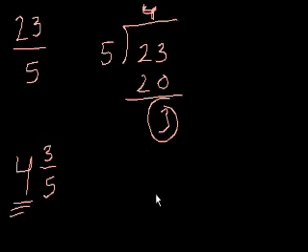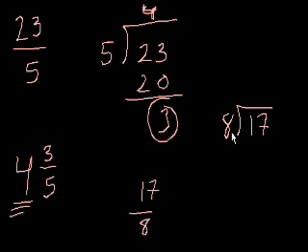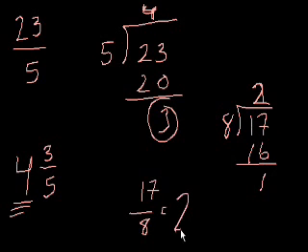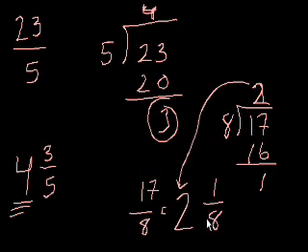Let's do another example like that. Let's say 17 over 8. What does that equal as a mixed number? You can actually do this in your head, but I'll write it out so you don't get confused. 8 goes into 17 2 times. 2 times 8 is 16. 17 minus 16 is 1. Remainder 1. So 17 over 8 is equal to 2, that's this 2, and 1/8, right? Because we have 1/8 left over.